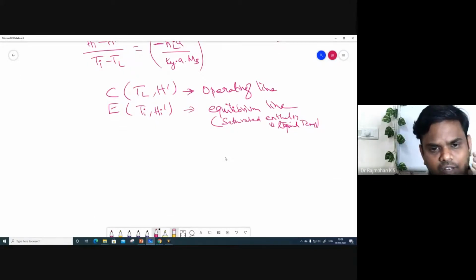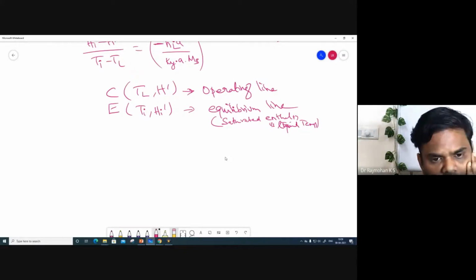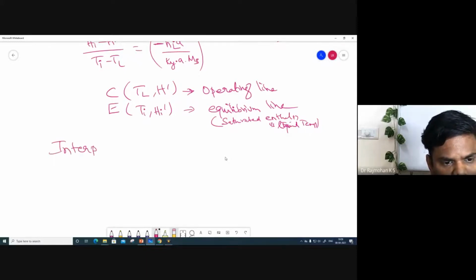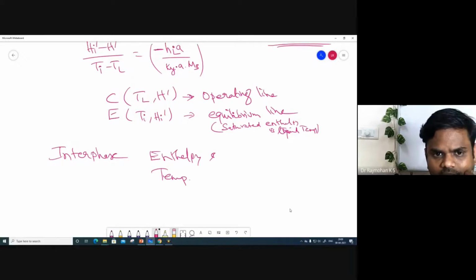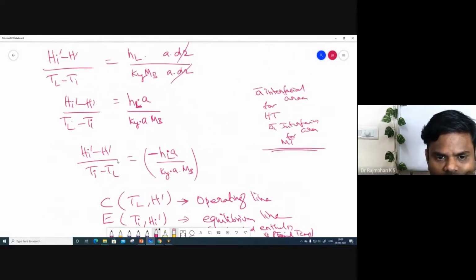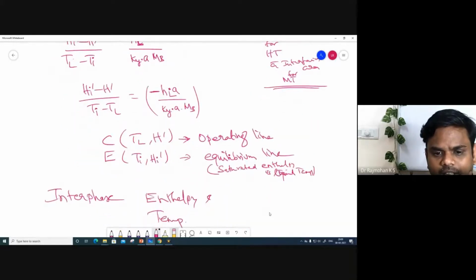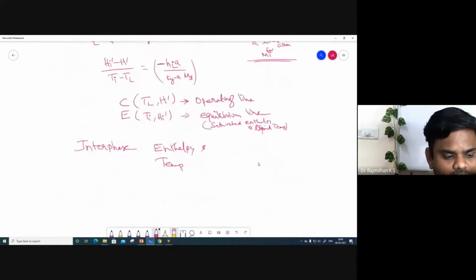Therefore, to find the enthalpy and temperature of the interface, how will we know them? If we plot a line with a slope of minus hL a by ky a Mb, that line will give us the interface value.